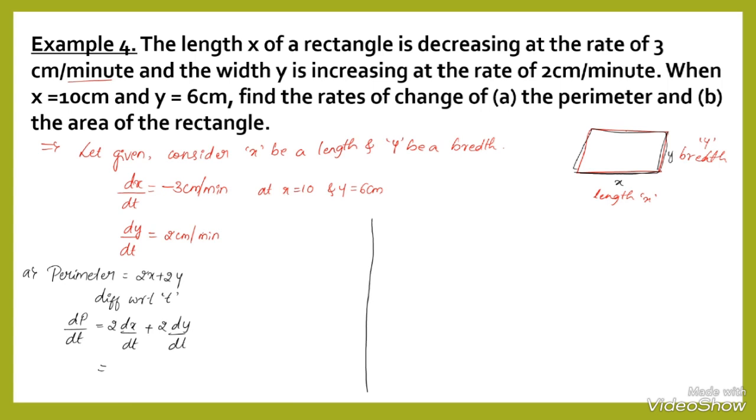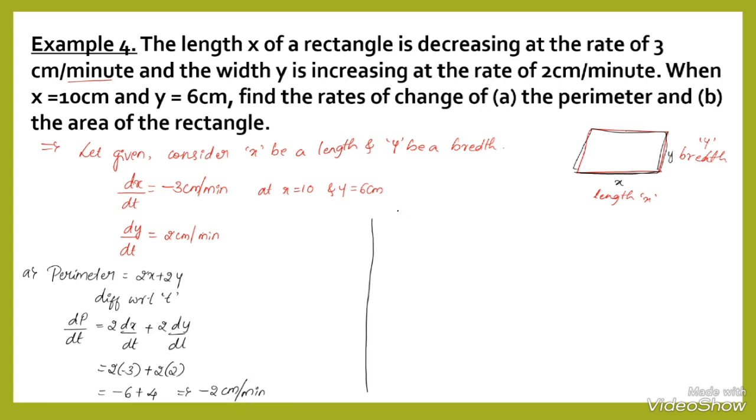Substitute here: 2 into dx by dt, minus 3, plus 2 into 2. Now 2 threes are minus 6, plus 2 twos are 4. Therefore, minus 2 centimeter per minute. So the perimeter of the rectangle will be decreasing at minus 2 centimeter per minute.